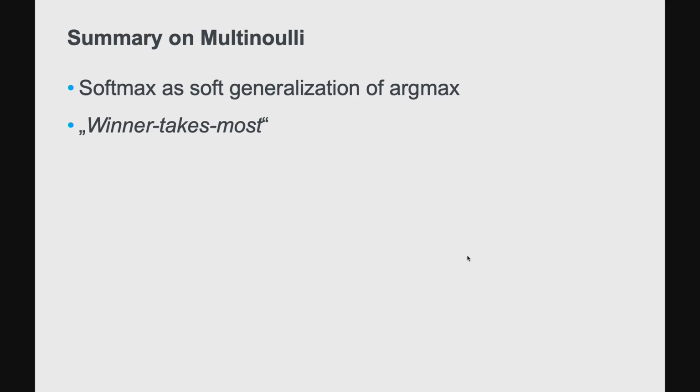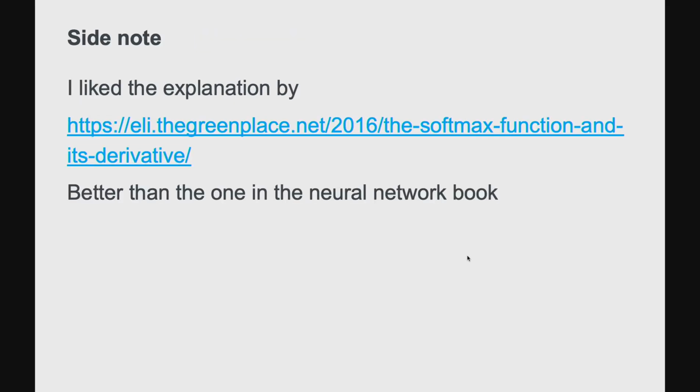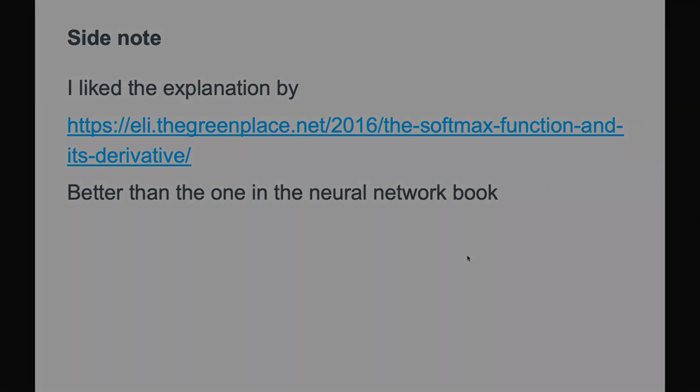So to summarize, multinoulli softmax is a soft generalization of argmax. Argmax is a bit similar: give me the largest component. Winner takes most. And here's some further material on the softmax function that you can look at, which I like better than the neural network book.